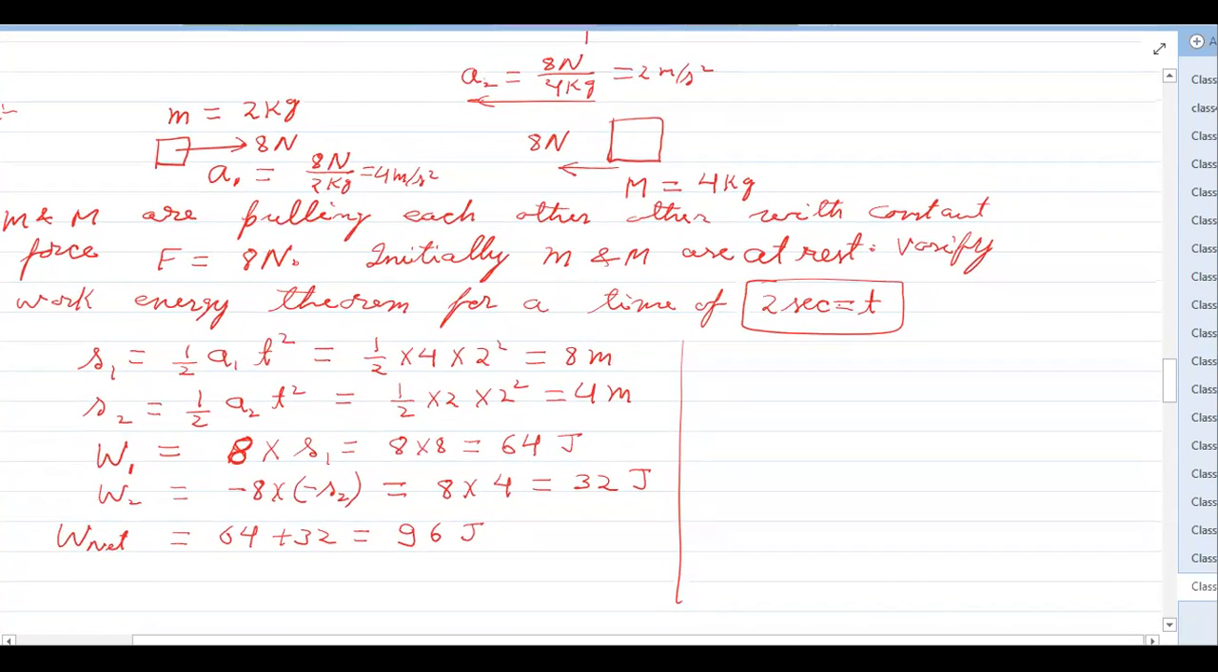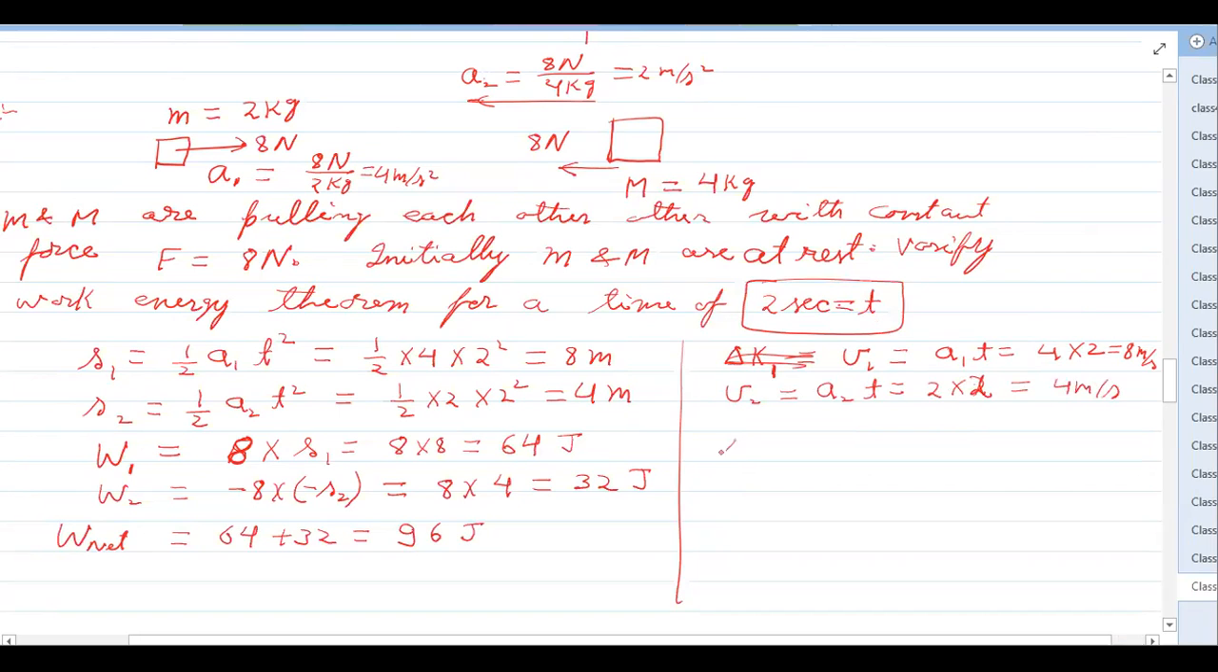Now we will see the calculation of change in kinetic energy. So what is the change in kinetic energy of the first particle? First, how much velocity will it acquire after time 2 seconds? So we write the velocity v1. The velocity v1 will be a1 into time t. a1 is 4, time t is 2, so that is 8 meter per second. Similarly, velocity v2 is a2 into t. a2 is 2 into 2, so that is 4 meter per second.